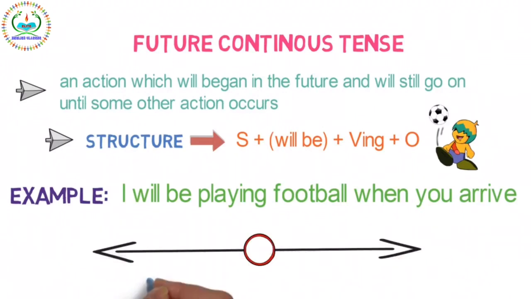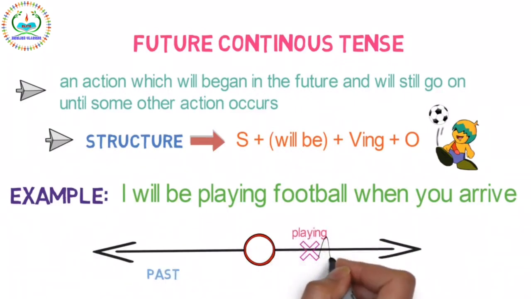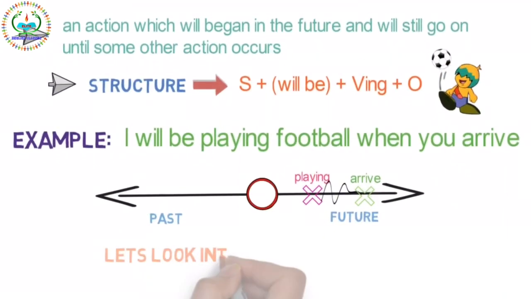In the timeline, my action of playing football will be on the right side and will go on and on until another action of arriving comes. I hope you are clear with continuous tenses. Look into perfect tenses now.